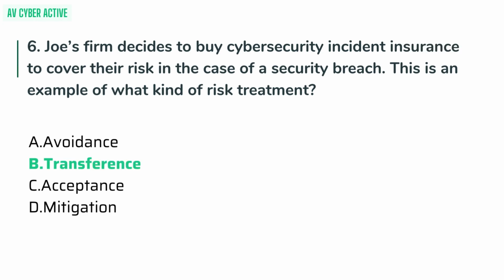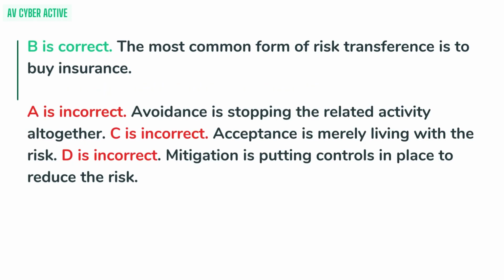The most common form of risk transference is to buy insurance. A is incorrect. Avoidance is stopping the related activity altogether. C is incorrect. Acceptance is merely living with the risk. D is incorrect. Mitigation is putting controls in place to reduce the risk.